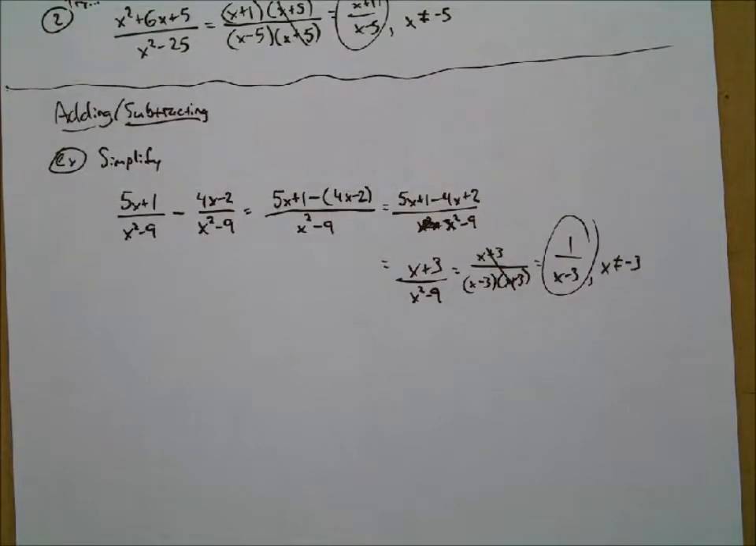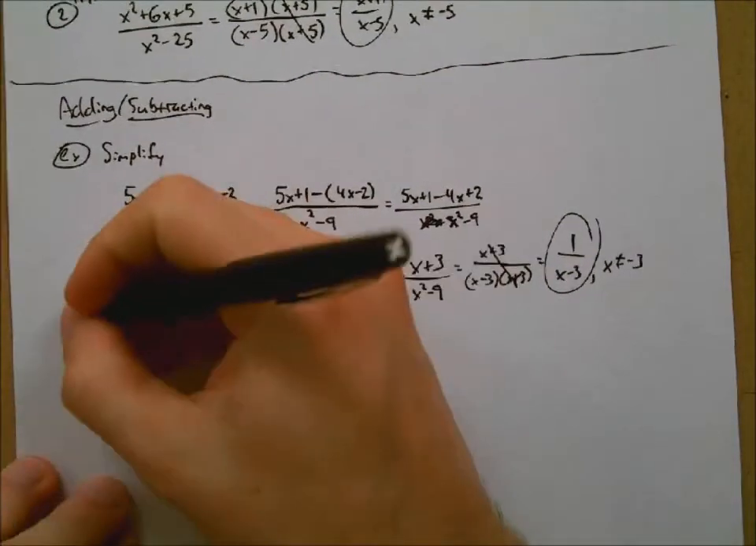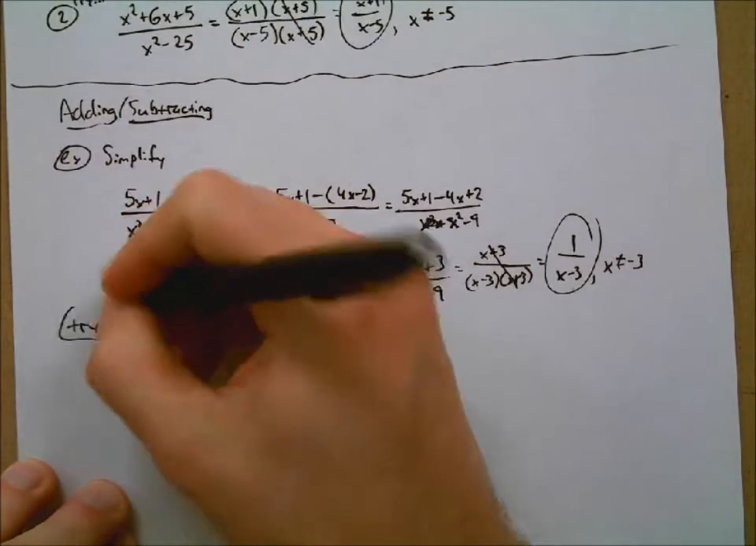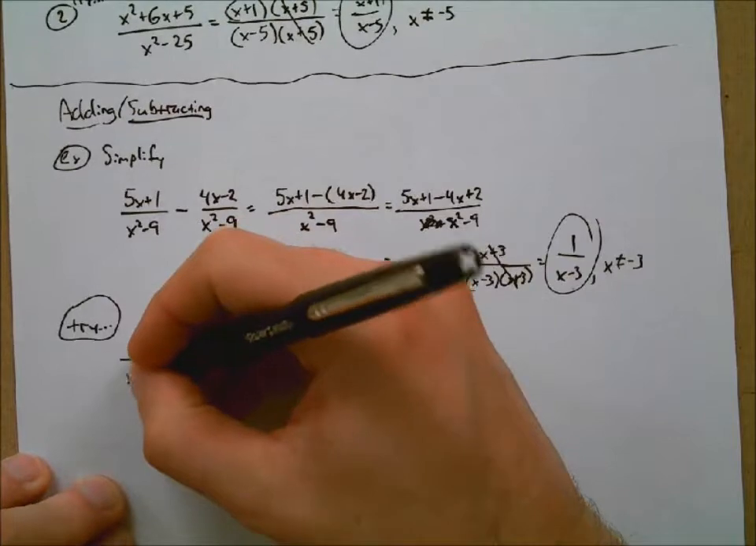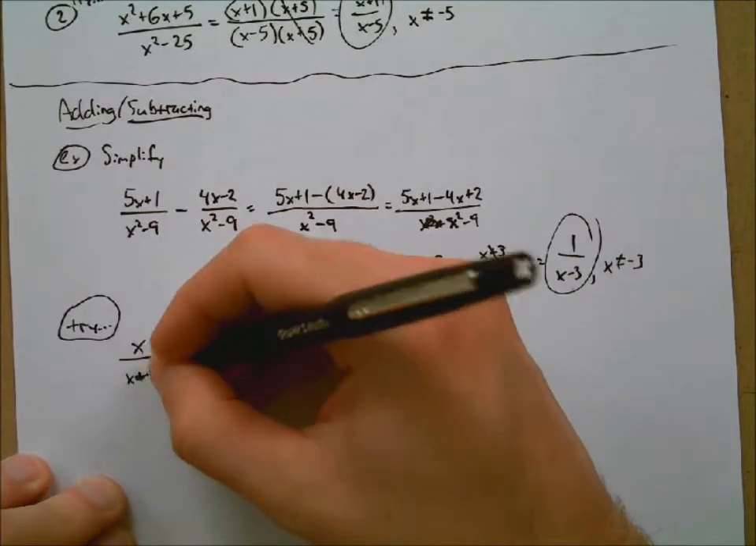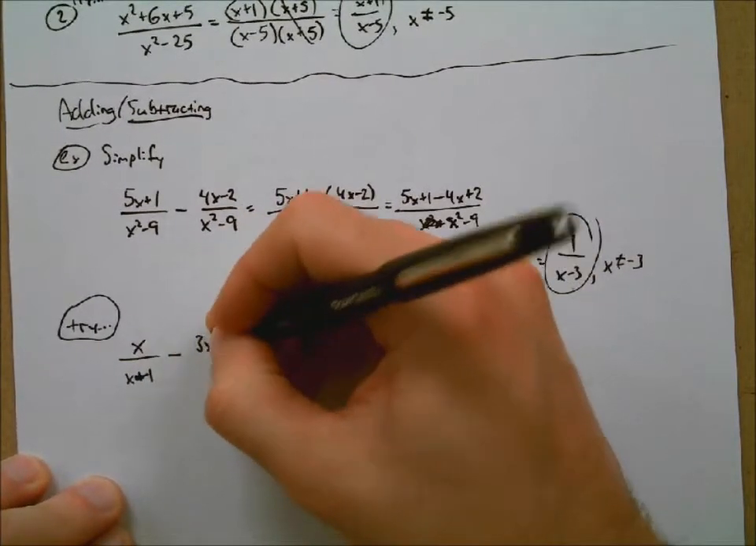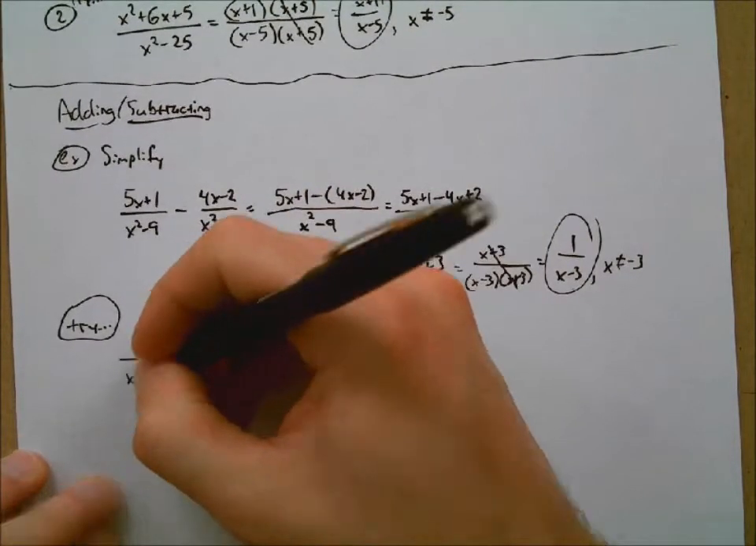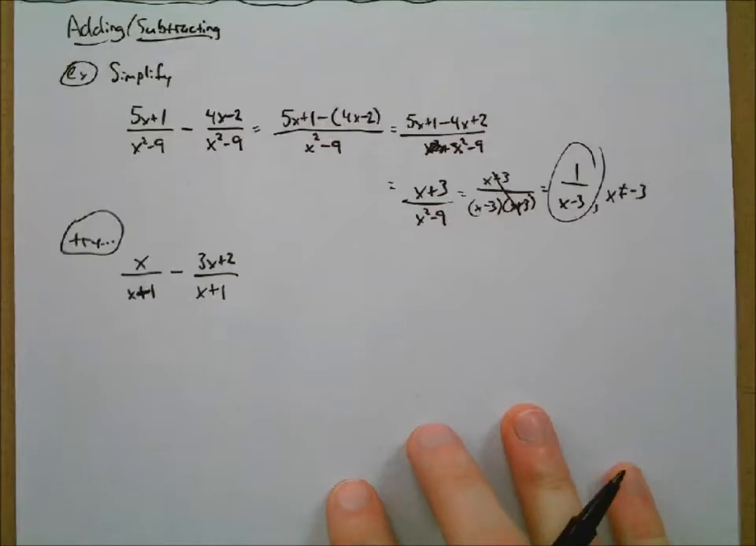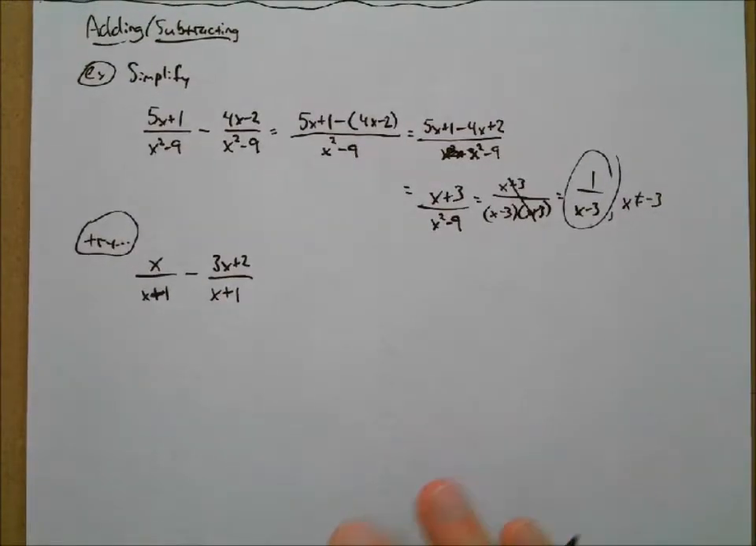Okay. All right. Here's one for y'all to try. x over x plus 1 minus 3x plus 2 over x plus 1. I know I'm making it super easy. Let's see what you can come up with here. Again, just those nebulous simplify directions.